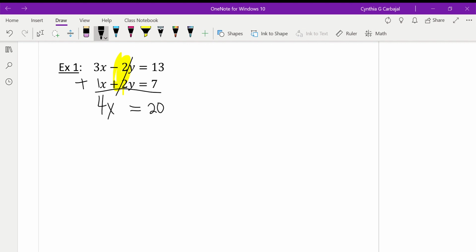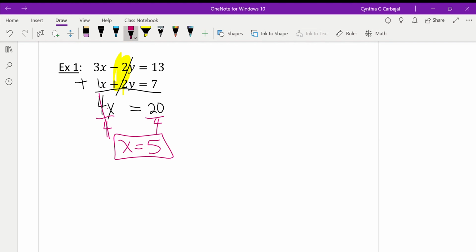Okay, then we solve for x by getting rid of this 4. It's touching the x, that's multiplication. So to get rid of it, we do the inverse or the opposite, which is division. So x equals 5. That's my first answer.